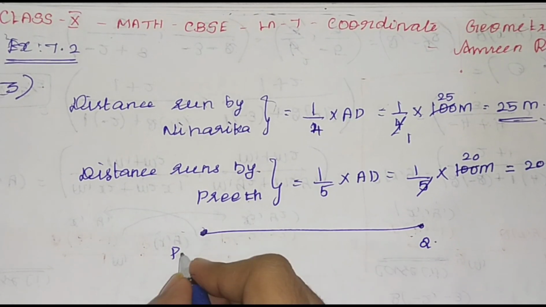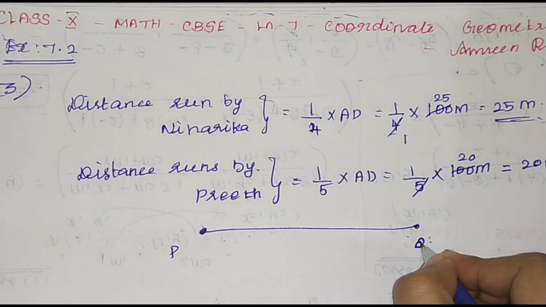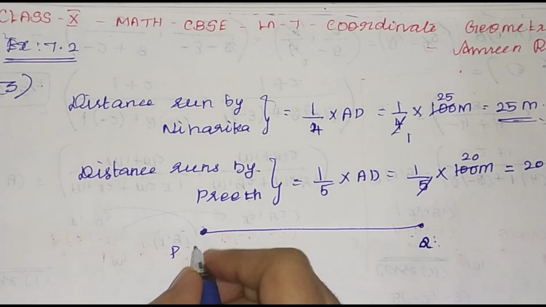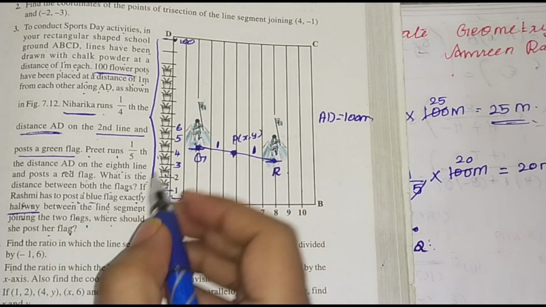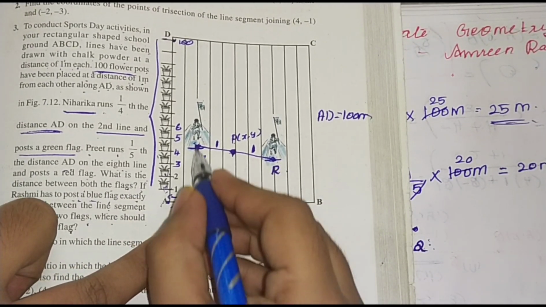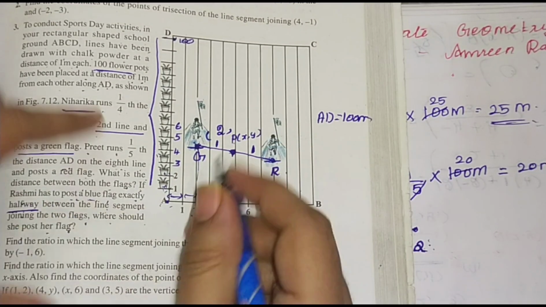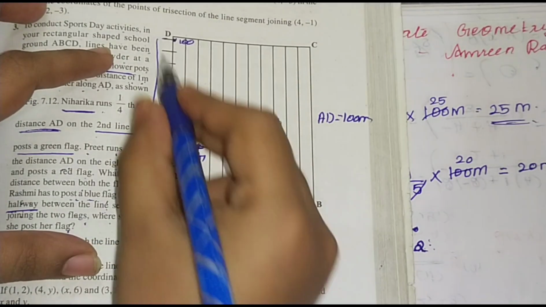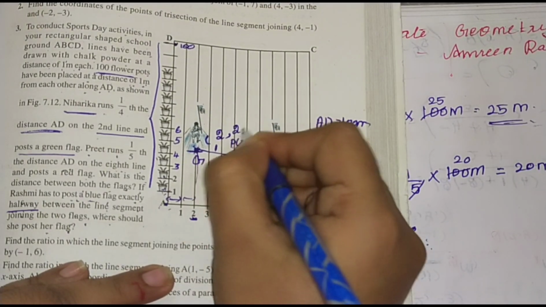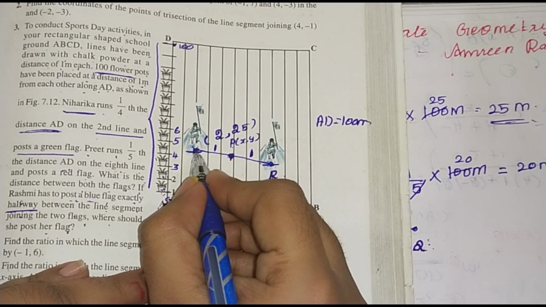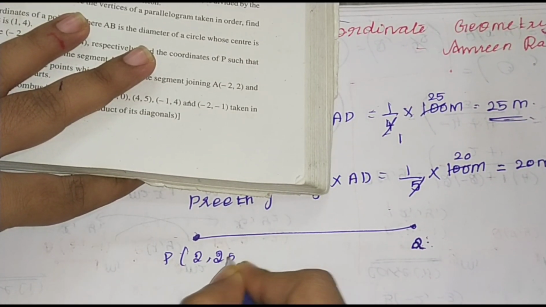The first girl's position is P(x, y) and the second girl's position we can consider Q(x, y). Through the diagram we can see the first girl's x coordinate is 2, and the y coordinate is how much distance she ran. She ran 25 meters, so the y coordinate is 25. So the P coordinate is (2, 25).